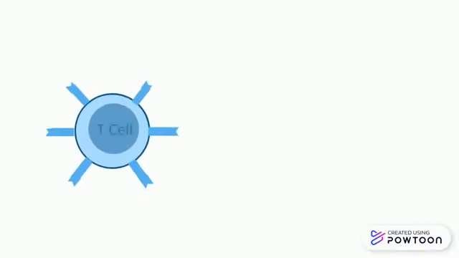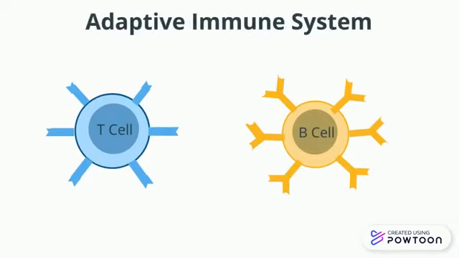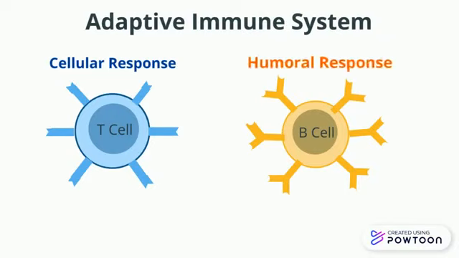Hi guys, in this video we will be looking at the part of the immune system that takes over when the first and second lines of defense fail. When this happens, the third line of defense kicks in, also known as the adaptive immune system. The adaptive immune system is mediated by the cellular and the humoral response.